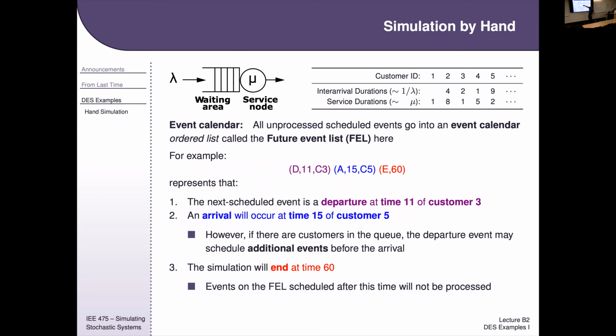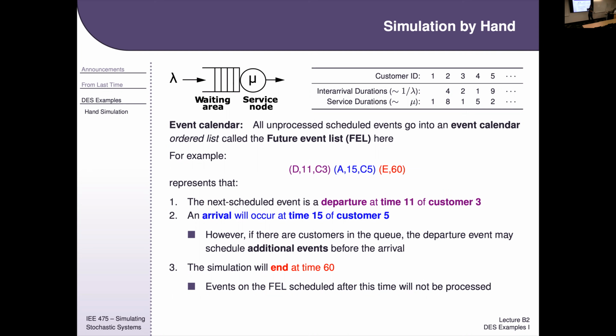So all of those get placed onto a future event list, which will look like our checkout line, but its elements are these event records. An example future event list would be this one. Notice that it's always in sorted order. So it always goes from left to right, the timing.